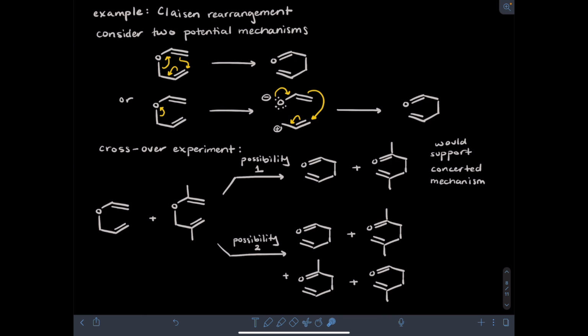Another possibility is that you have 4 products formed. One with no methyls present, one with 2 methyls present, and 2 products with 1 methyl present each, either close to oxygen or further from oxygen. If you saw these 4 products in your crossover experiment, it would support the 2-step mechanism shown below, rather than the concerted mechanism.